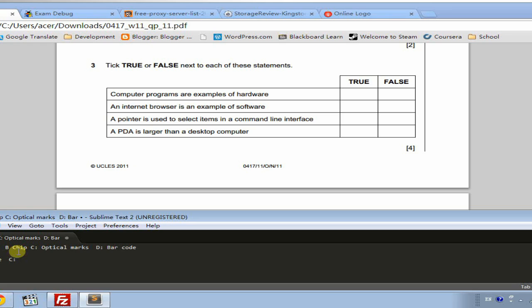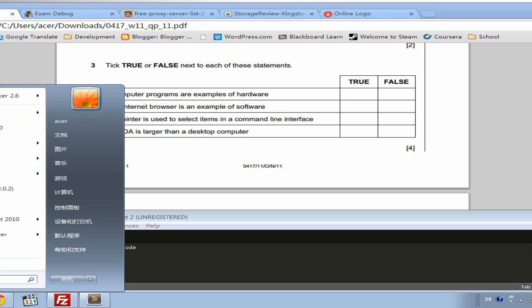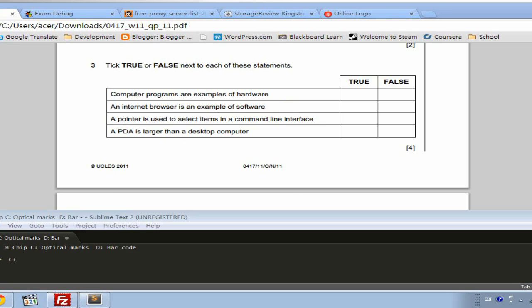Next one. A pointer is used to select items in a command line interface. So this is getting into different types of interface. What I'm using here on Windows is a graphical user interface. So I've got nice pictures and things like this to select from. So windows, icons, menus, pointing devices. A command line interface is not like that.